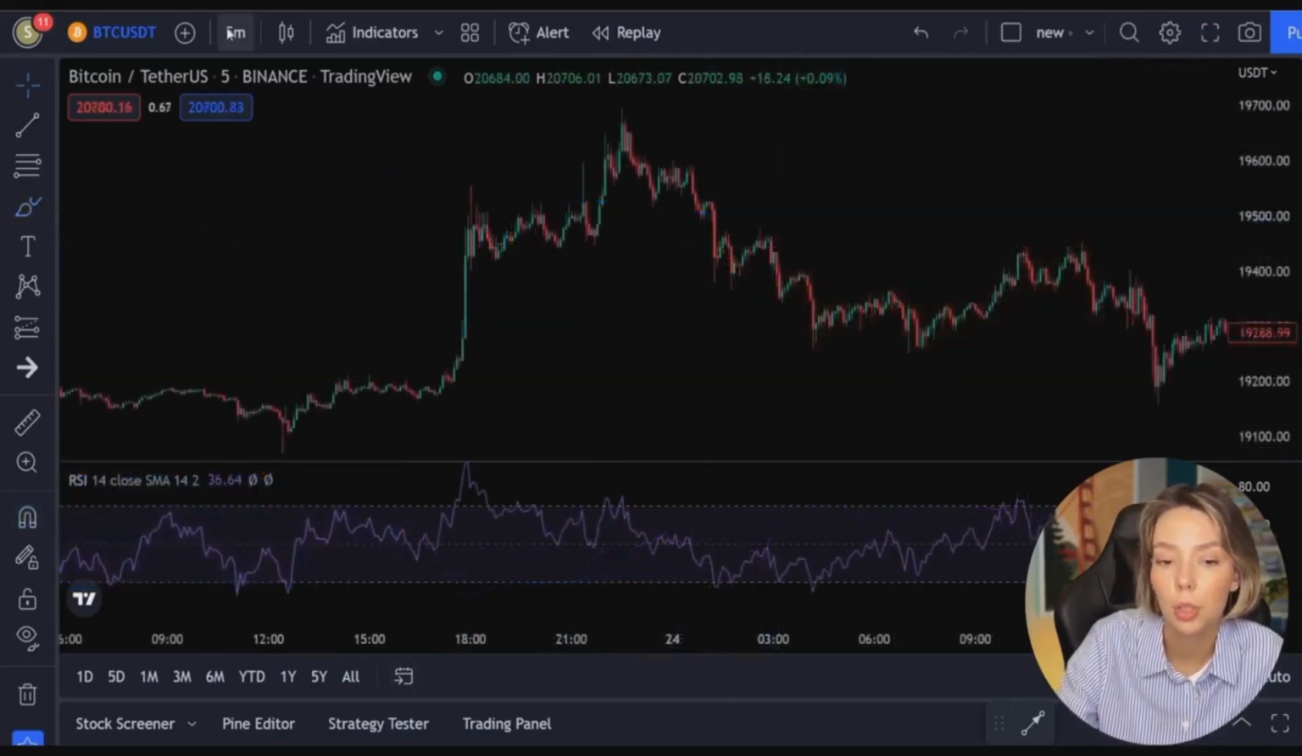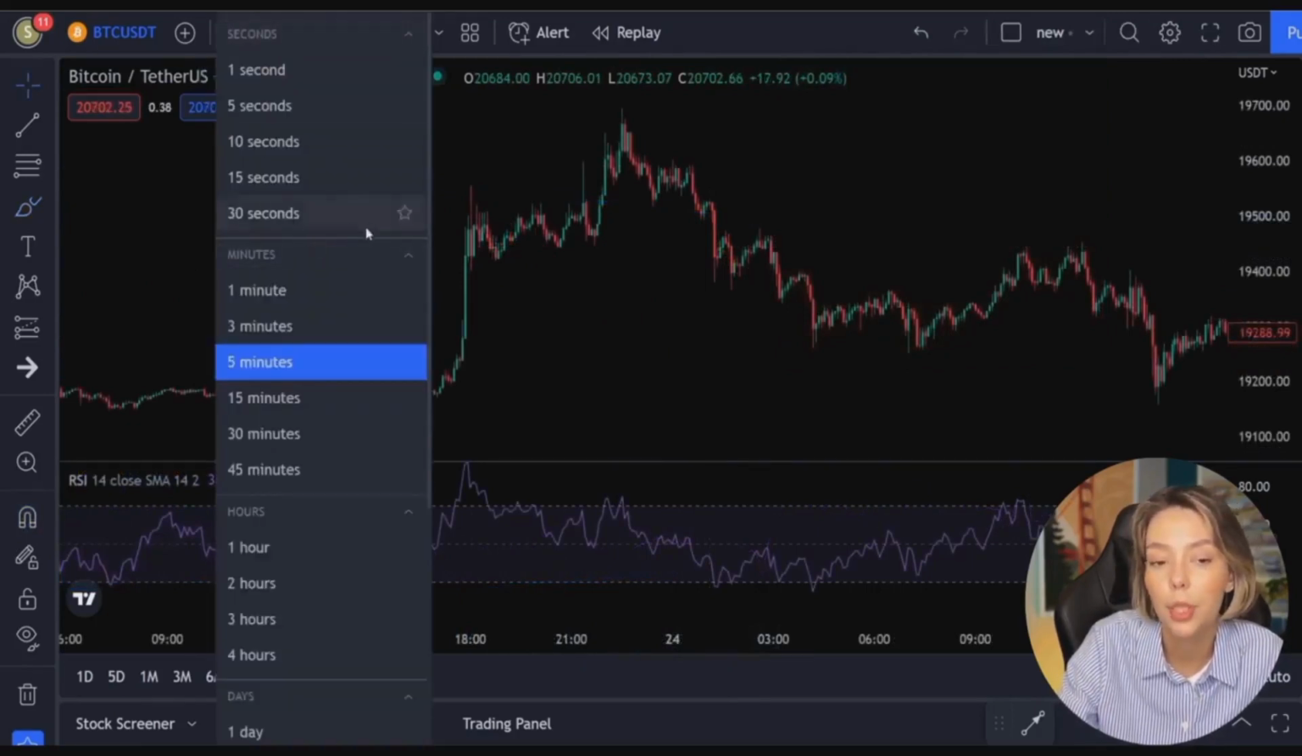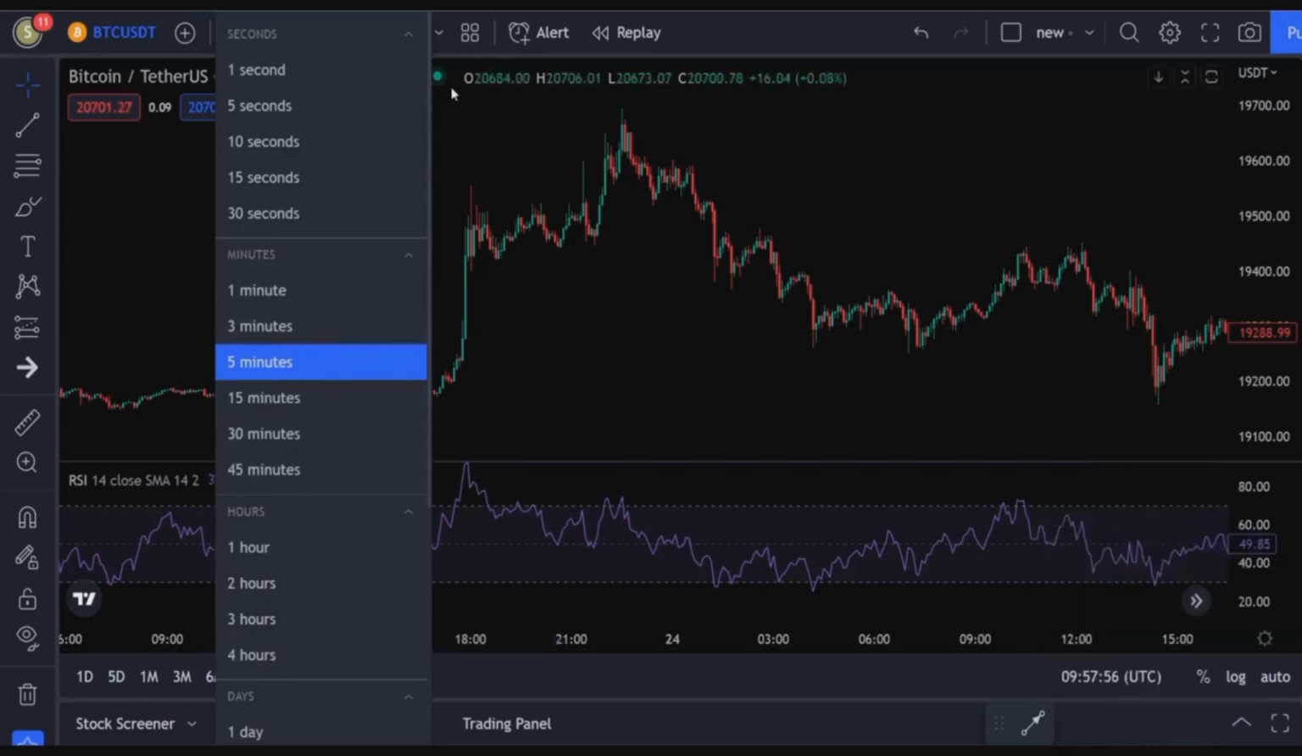The beauty of this strategy is that it can be applied to any time frame. I'm now on the 5-minute time frame, but you can also use the 1-hour time frame or even 4-hour time frame. This makes it convenient to execute the strategy while working or studying.